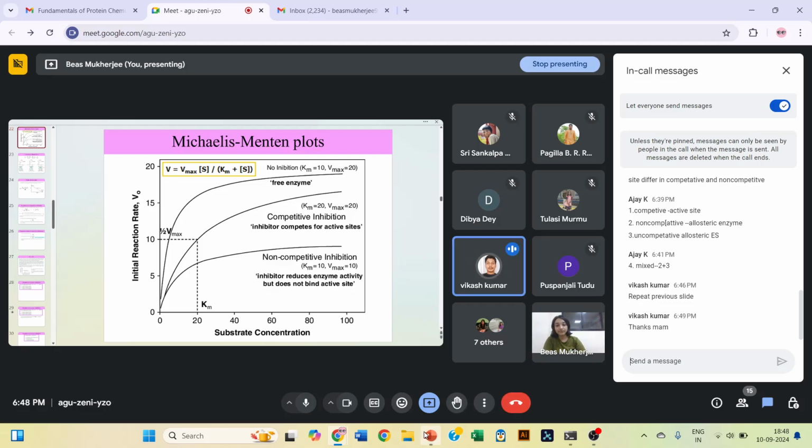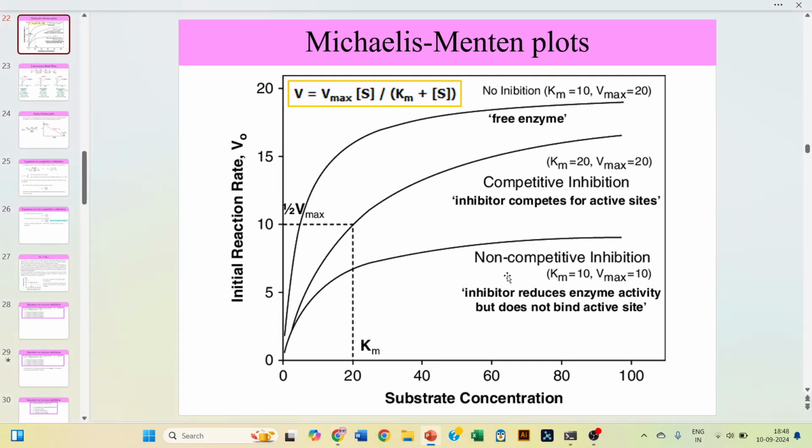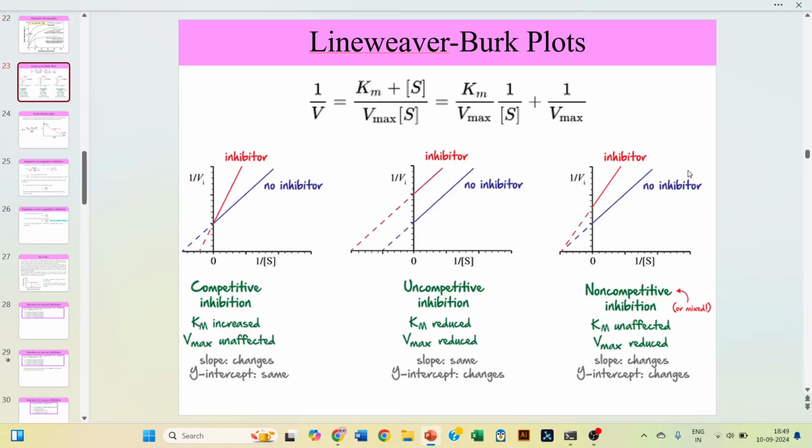Yes, we'll continue. So this is all about the different models of enzyme inhibition that you can understand using the Michaelis-Menten plot. But once again, it is relatively not very comprehensive compared to the Lineweaver-Burk plot, because in the Lineweaver-Burk plot it is very well explained. We can clearly see that the Vmax is reducing and Km is also changing. So this is a better representation of the different inhibitor models. Okay, you can go through this.